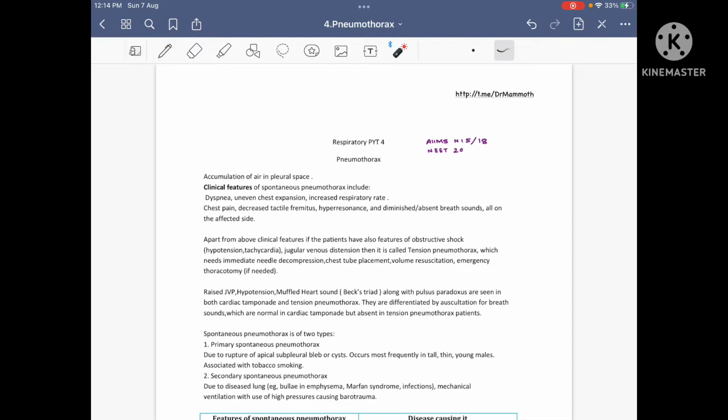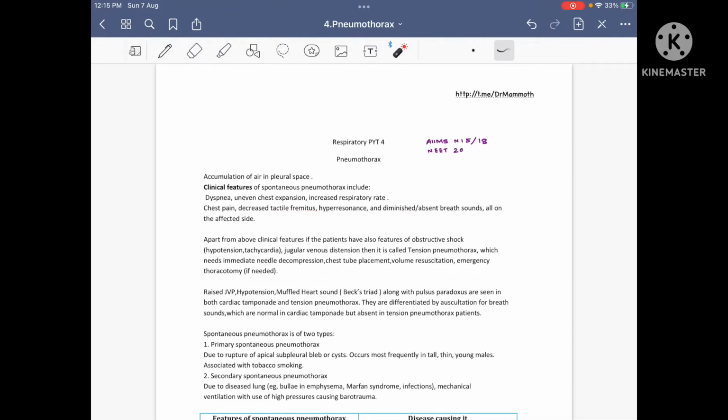So let's start with pneumothorax. It is nothing but accumulation of air in the pleural space. Clinical features of spontaneous pneumothorax include dyspnea, uneven chest expansion, increased respiratory rate, chest pain, decreased tactile fremitus, hyperresonance, diminished or absent breath sound, all on the affected side.